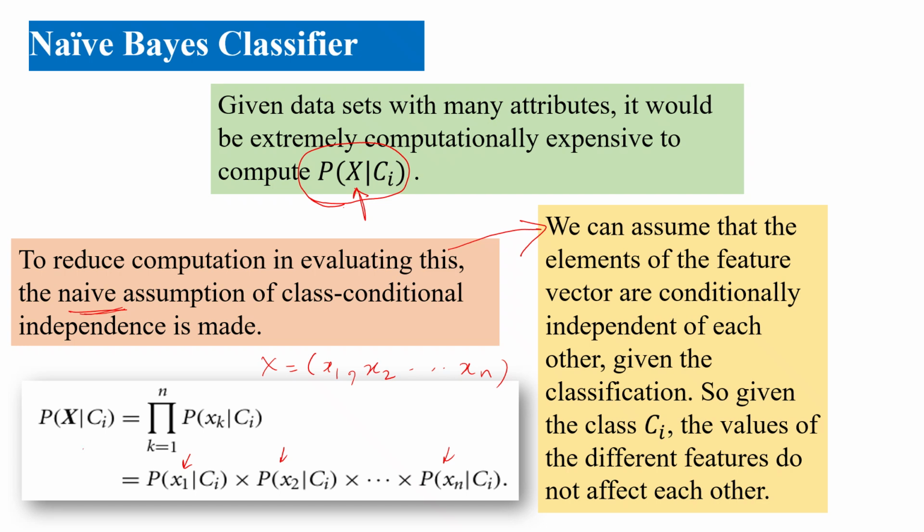So to compute this P(X given Ci), we can take the individual probabilities of these elements of the feature vector and multiply them. See, the product over all the features, right? This one.